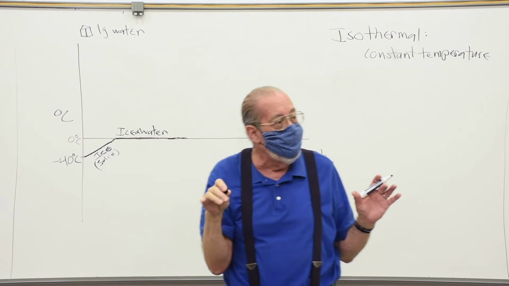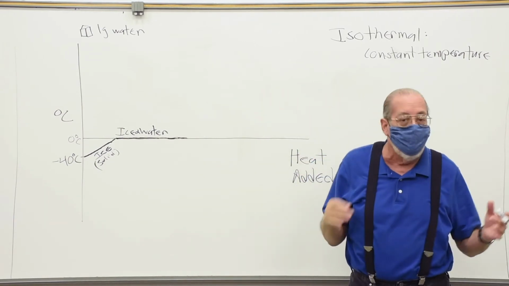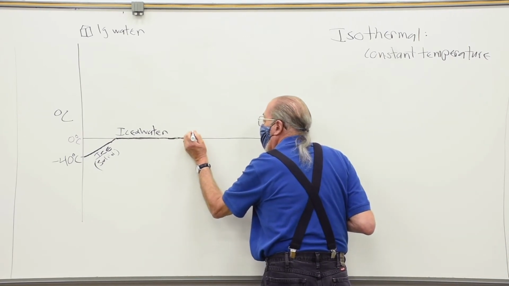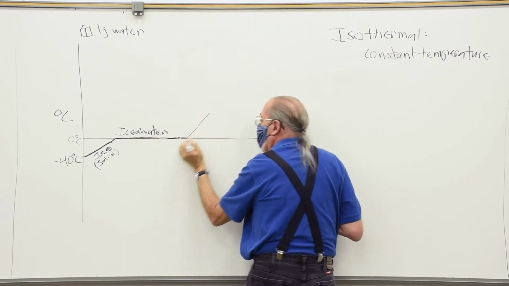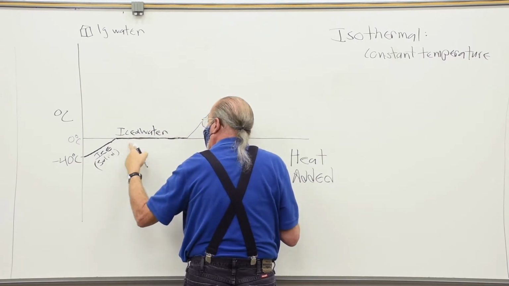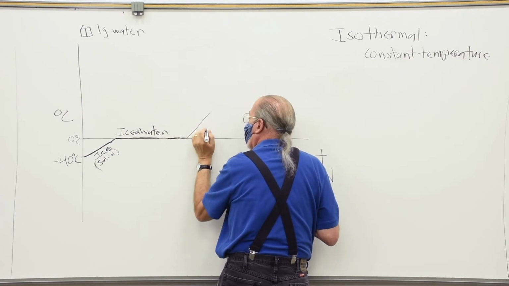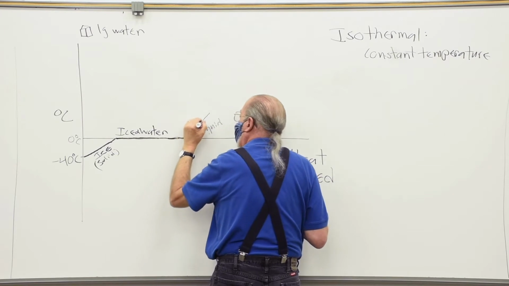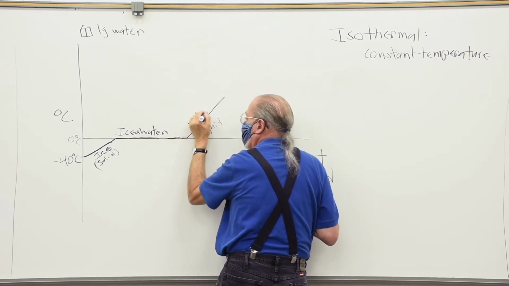And the moment that all the ice becomes water, when you add heat to the water, of course, like your water heater, the temperature goes up. So here we have ice and water, or solid and liquid. Here we have liquid. And so now we have water, and of course, as you add heat to the water, the temperature goes up.